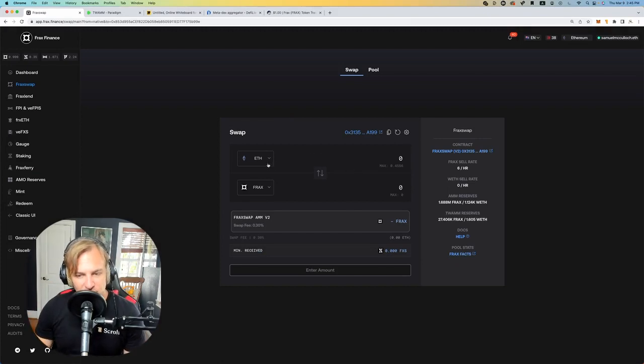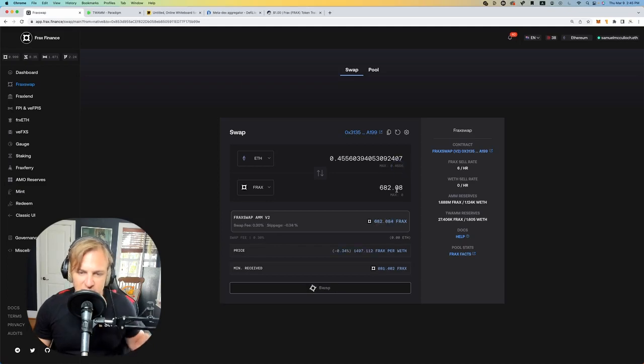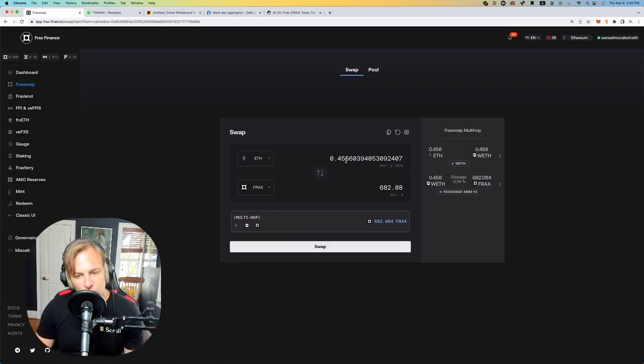Now, after I've selected ETH, a couple of things come up. I have the total amount of ETH that's in my wallet over here, which is 0.4556. I also then have the Frax down here, and this is a 0. All this means for max is just how much I can buy. So in this case, if I click the ETH button, I'm able to swap a maximum of 0.4556 ETH for $682 worth of Frax.